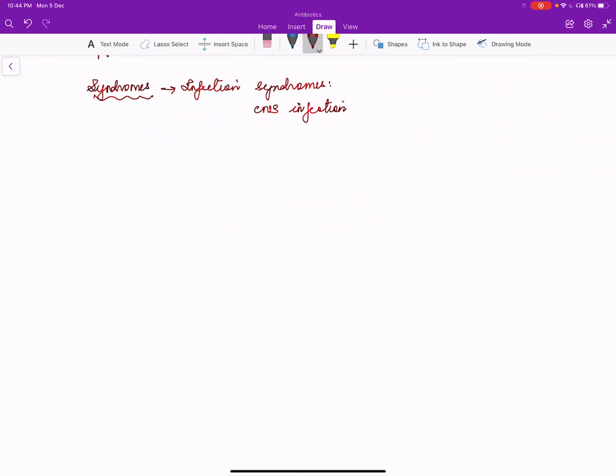If a patient presents with fever, headache, vomiting, altered sensorium, photophobia, etc., clinically this fits under the infection syndrome of CNS infection. It could be meningitis, encephalitis, a CNS abscess, a brain abscess, or if the patient already has a shunt, a VP shunt, it could be a shunt infection. So this is CNS infection. From head to foot we will come down.